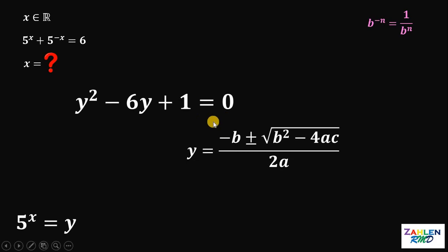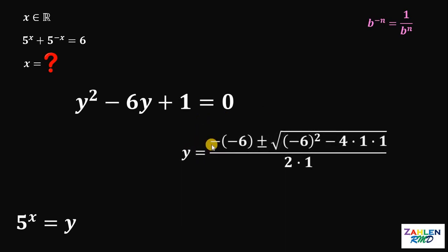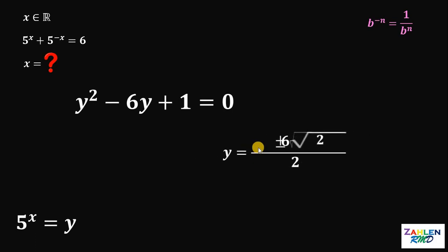Now substitute all those given values to our quadratic formula, and we have negative of negative 6 plus or minus square root of negative 6 quantity squared, minus 4 times a, which is 1, times c, which is 1, all over 2 times a, wherein a is just 1. Now simplify, and we have 6 plus or minus square root of 32 all over 2.